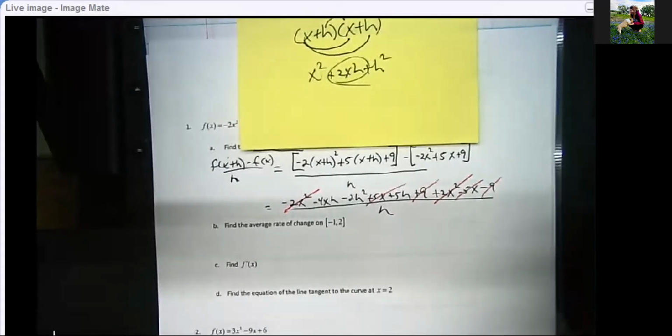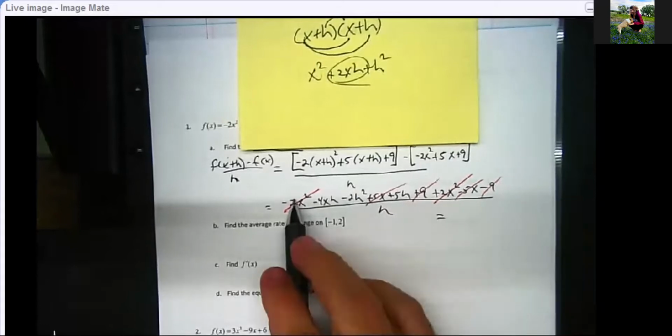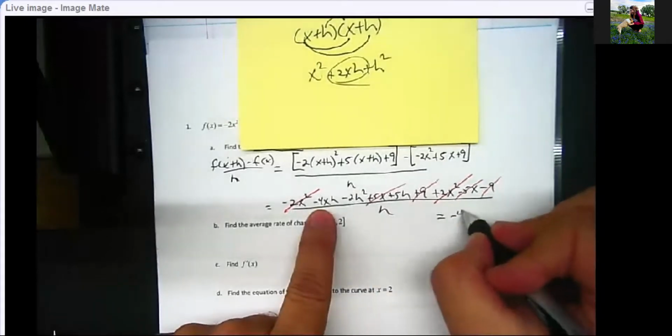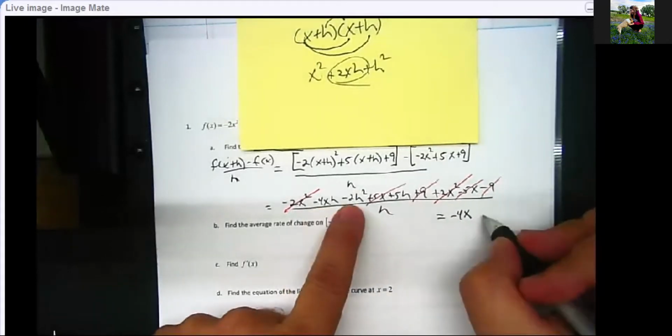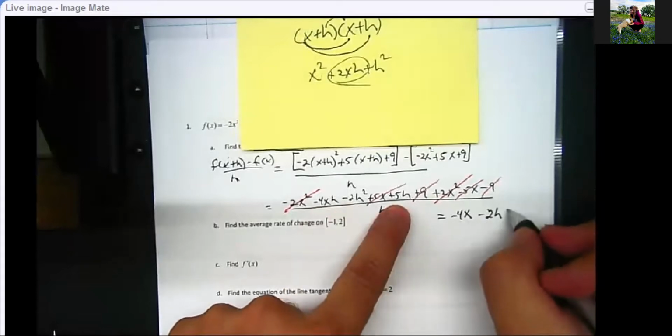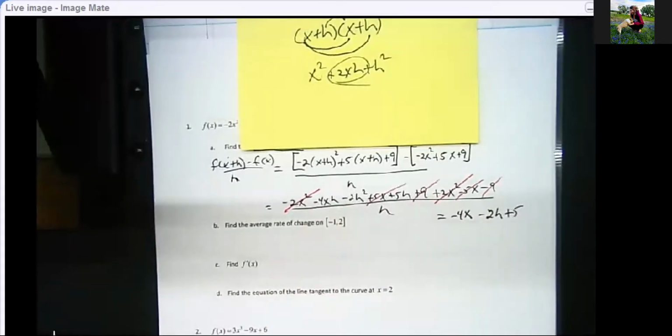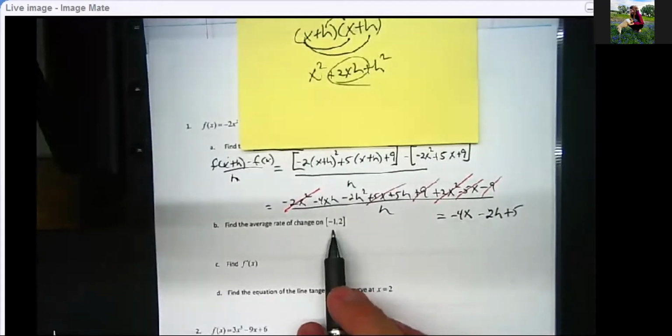So I'm going to go ahead and jump down to this line. If I divided all of these by h, I'd have a negative 4x, I'd have a negative 2h, and I'd have a 5, wouldn't I? Because that is my average rate of change. So if somebody said, hey, what's the slope between -1 and 2? What am I calling x?